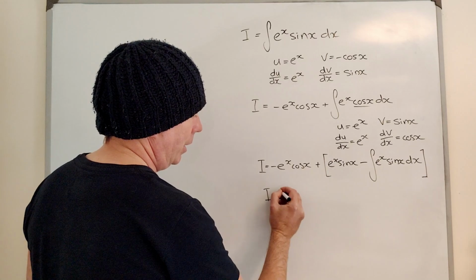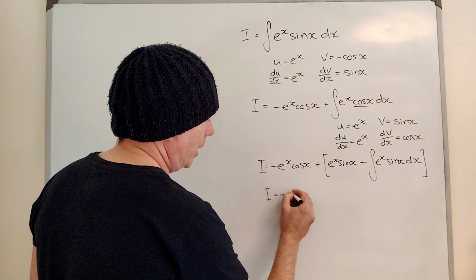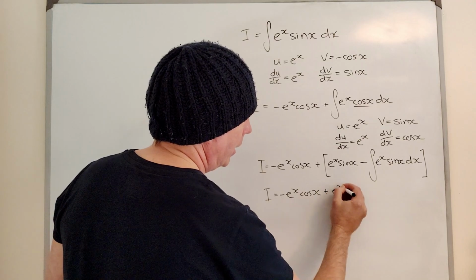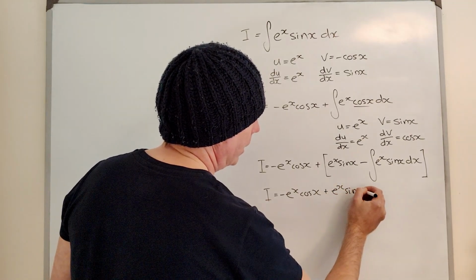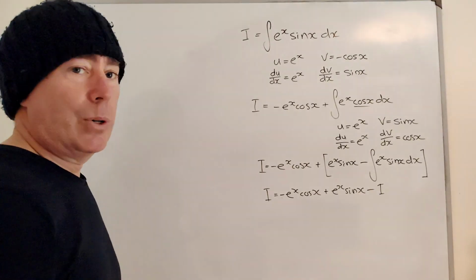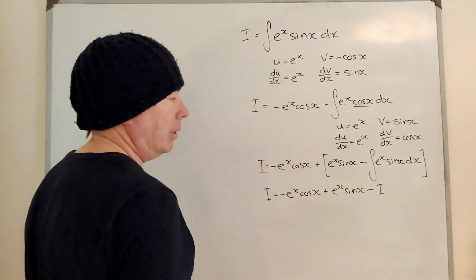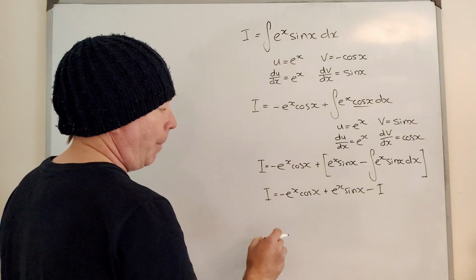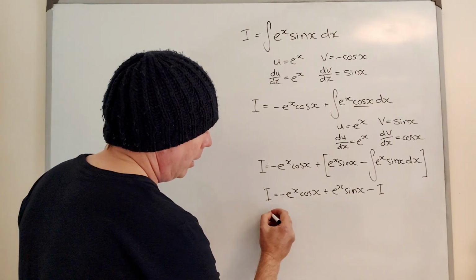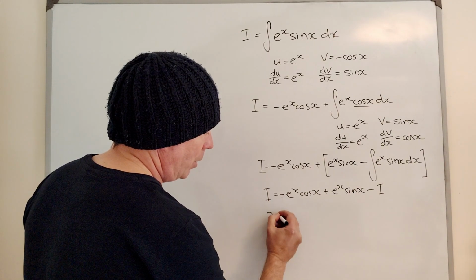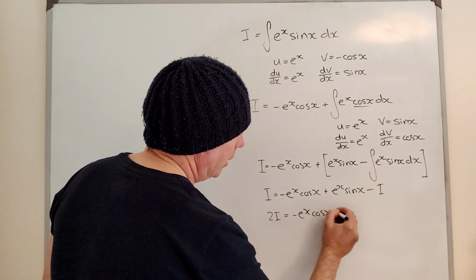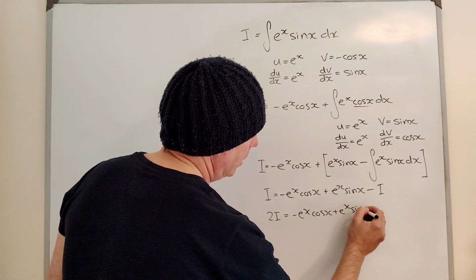So what I can do is I can rewrite this. I equals, I've done the same as last time, I equals negative e to the x cos x plus e to the x sine x minus our integral that we care about up here, the e to the x sine x. And you'll notice on both sides we have our I. So if we add it to both sides, we get 2I equals negative e to the x cos x plus e to the x sine x.